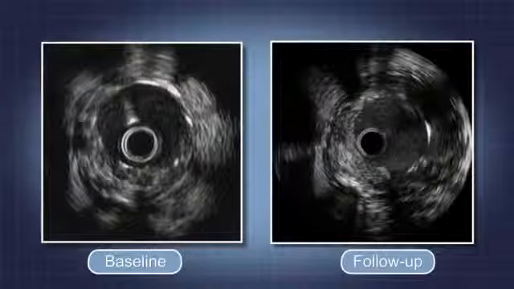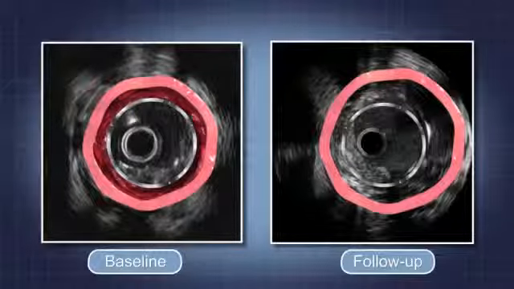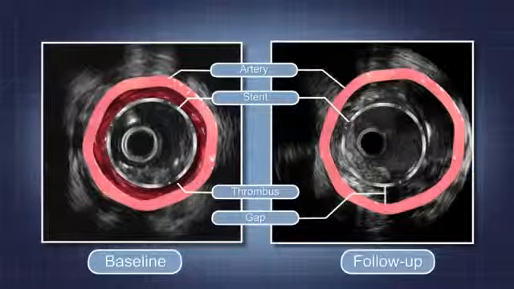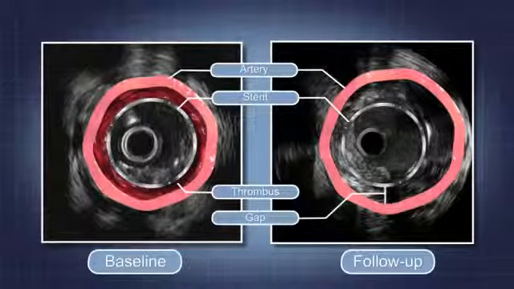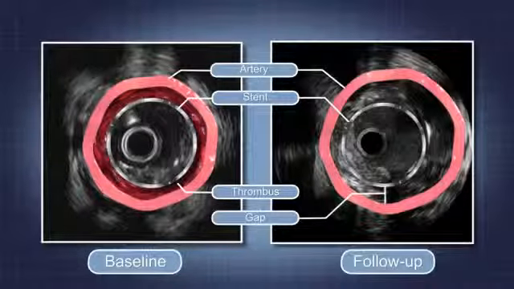These two IVUS images of a real acute coronary case show from inside the vessel lumen how a stent which appears well deployed on the left-hand side resulted in a gap between the stent and the vessel wall after 13 months, as shown on the right-hand side. How could that possibly happen?